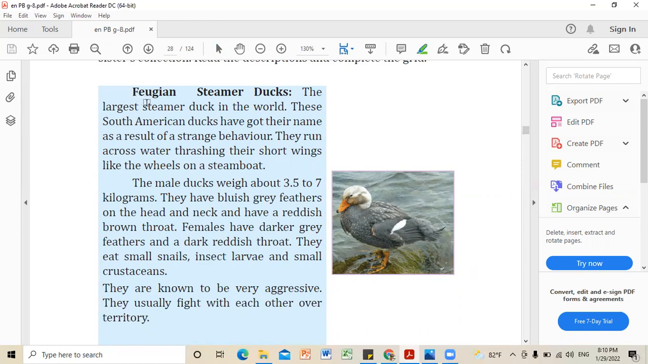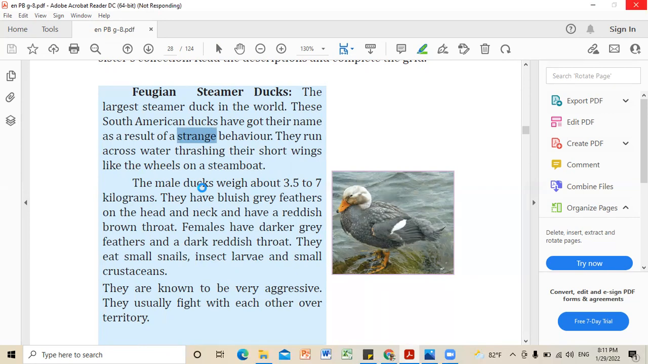This is Fujian. Okay, teacher. Fujian steamer ducks, the largest steamer duck in the world. These South American ducks have got their name as a result of a strange behavior. They run across water. They thrash their short wings, like the wheels on a steamboat.